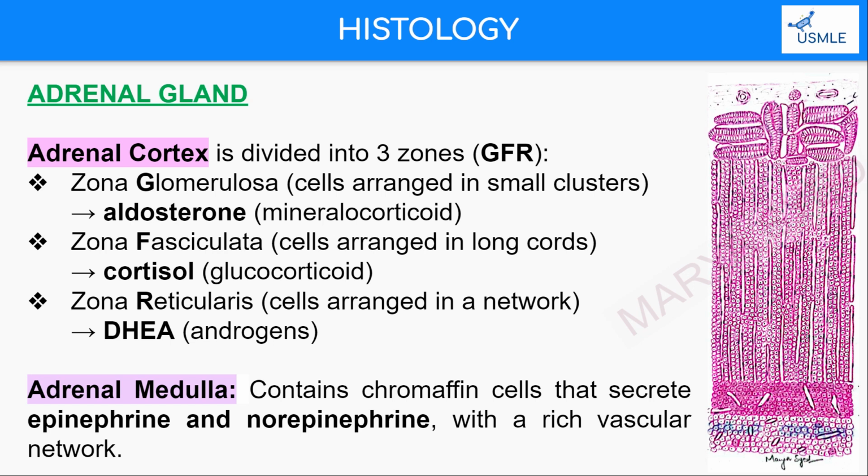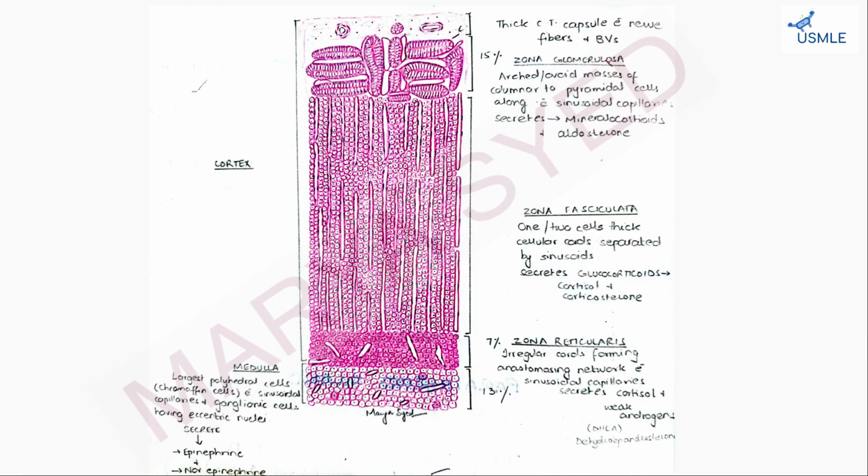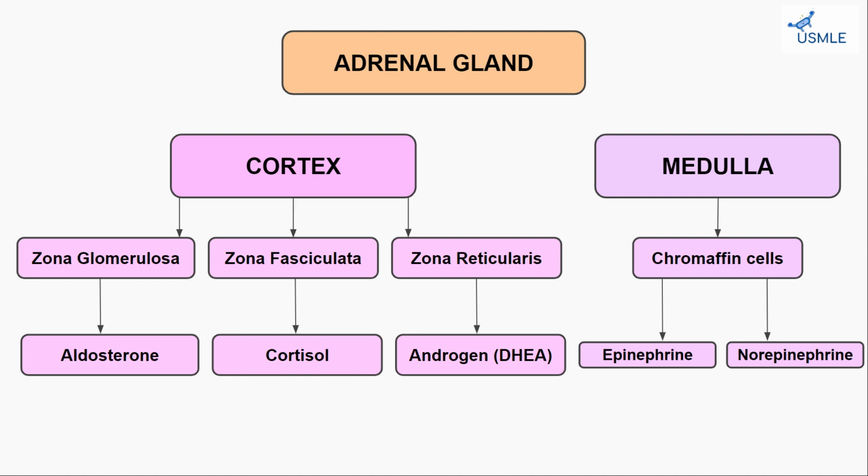Next is the zona fasciculata, in which the cells are arranged in long cords, and this forms a major chunk of the cortex. This secretes cortisol, which is a glucocorticoid. Next, zona reticularis has cells arranged in a network and secretes DHEA, which is a weak androgen. The adrenal medulla contains chromaffin cells that secrete epinephrine and norepinephrine and has a rich vascular network. Here is a full view of the adrenal gland histology. This flowchart shows the key points you need to memorize.